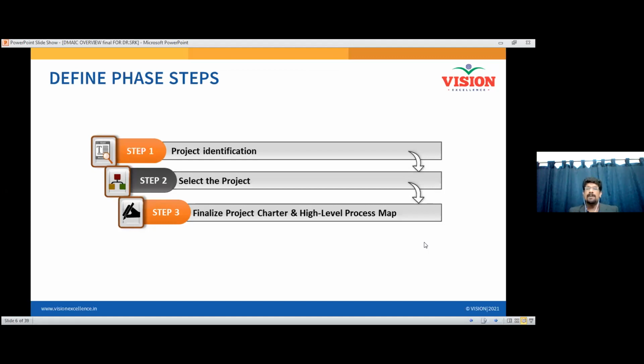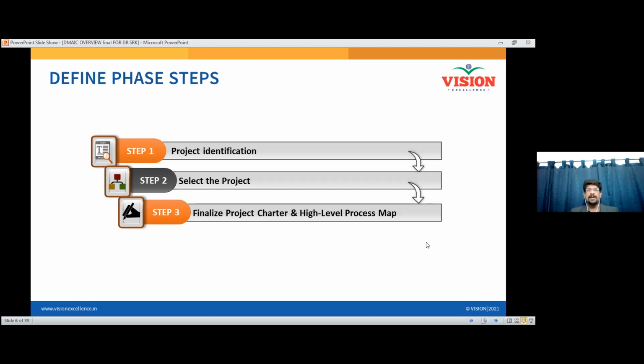Then a high level process map. That is, we are speaking about SIPOC. The high level process map will be helpful for both the Six Sigma team and the sponsors, everyone, to understand the process that is happening in the organization. Without understanding the process, we won't be able to finalize the scope and the boundary lines. So this high level process map will help the team to understand the scope, the boundary lines, the timeline, and everything related to the project.